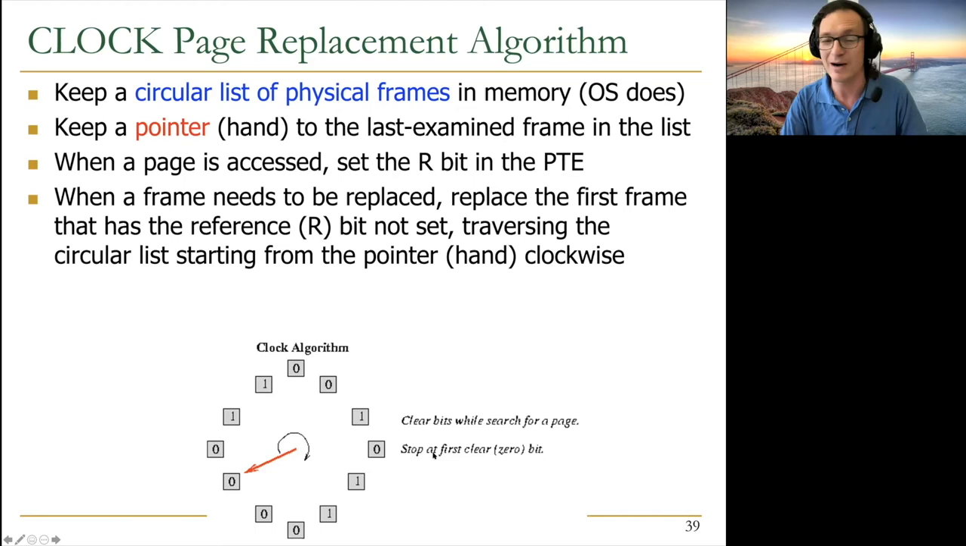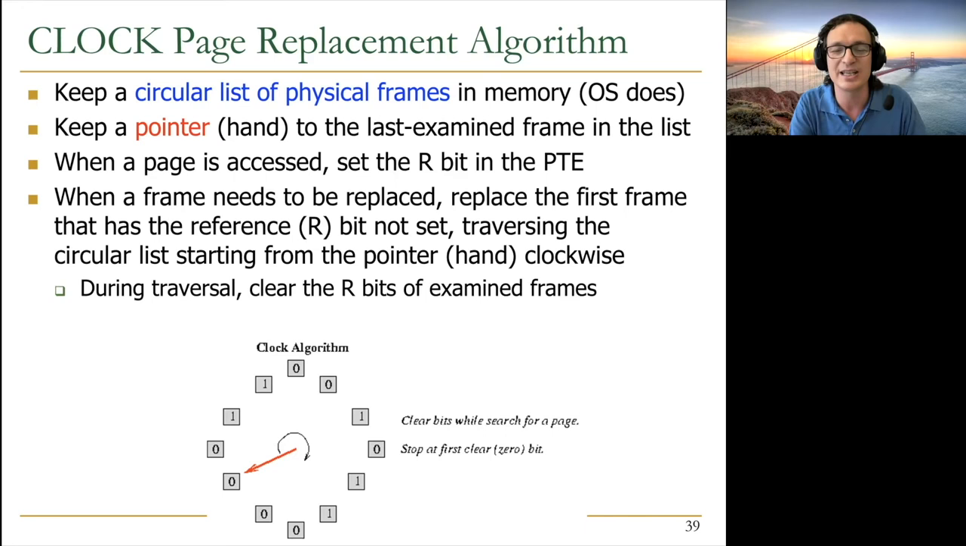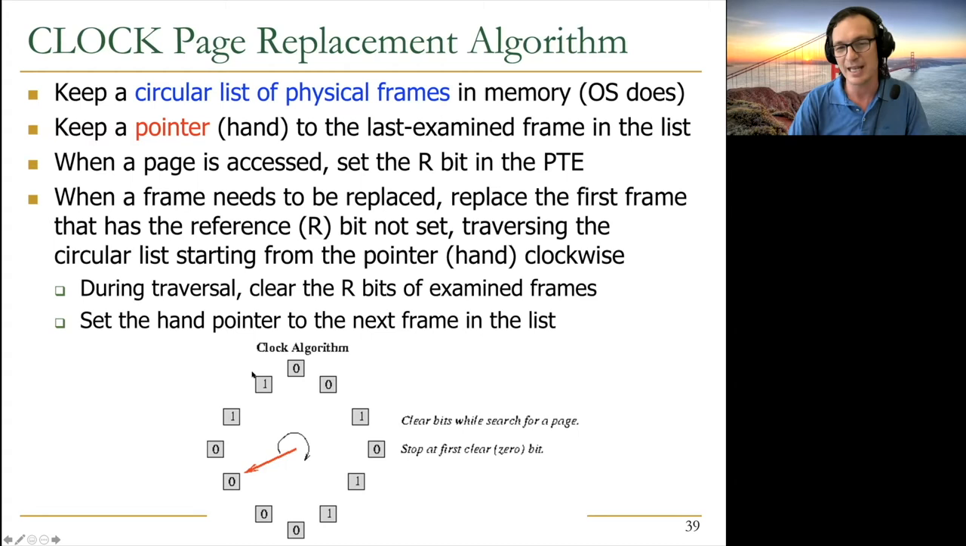Okay, very simple algorithm. During traversal, one option could be to clear the R bits of examined frames. In this particular case, that's what I wrote here, but you can also periodically clear it. You can do it during traversal, which reduces the overhead of periodic clearing. Basically, there are different methods for clearing it. And then you set the hand pointer to the next frame in the list, okay? So this is very simple. This tries to figure out which page has not been referenced recently, right?